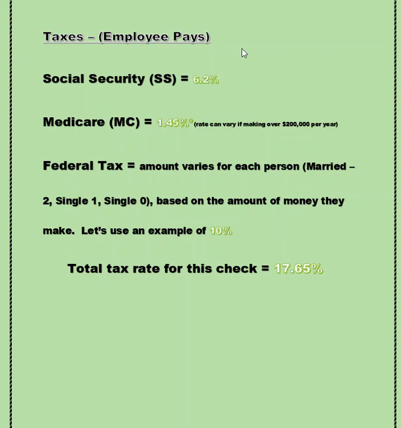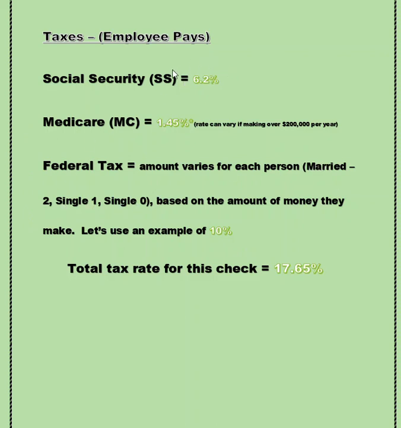So both the employee and the employer have a responsibility for paying taxes. However, in this example, we're just going to use the calculation of what you would pay if you were having taxes deducted from your paycheck. And Social Security is a mandatory tax, as is Medicare. And then your federal tax will vary based on the amount of money that you're making each payday and based on your tax filing status.